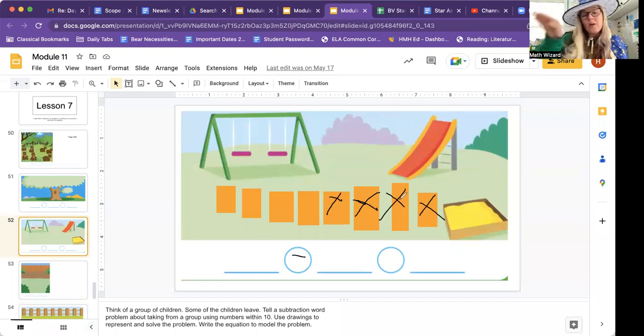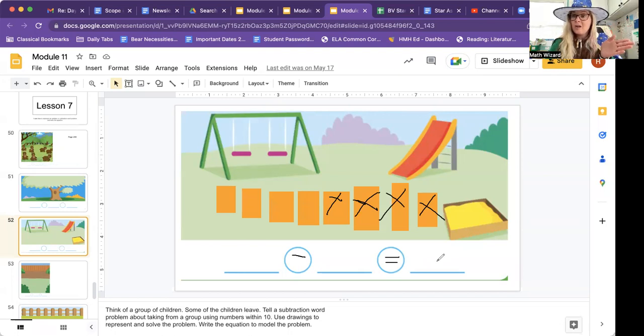So let's look. What would our first number be? I'm not going to write it. I want you to tell me. What would our first number be here? How many were on the playground to begin with? 8, yeah. And then 4 had to leave. So how many are we taking away? 4 had to leave. And then how many are left? And that would be our answer here.